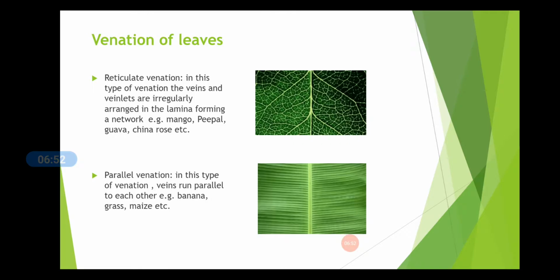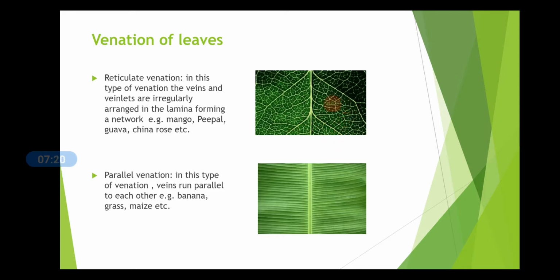Venation of leaves. Now this is very important for you to understand that there are two types of venation that we find in the leaves. The first is the reticulate venation and the second is the parallel venation. Look at this figure. In this figure, you can see that this is the midrib and you have the different veins coming out of it.